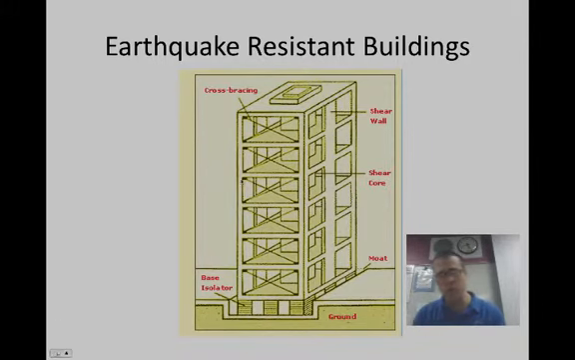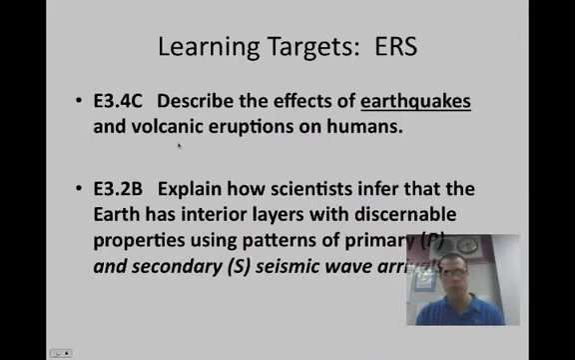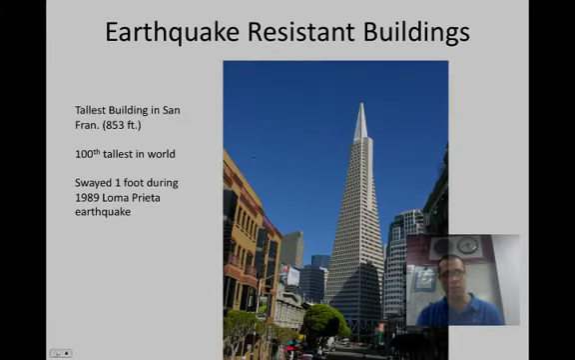So, earthquake resistant buildings. This is a diagram that you will find very easily in Google Images, and it tells us all sorts of things that could be used, all of which you will learn about. We are focusing really on C here, describe the effects of earthquakes and volcanic eruptions on humans. But when we get into testing our towers and talking about what waves they might have withstood, we're kind of back to B here. Okay, E3.4-10, talking about our different seismic waves.